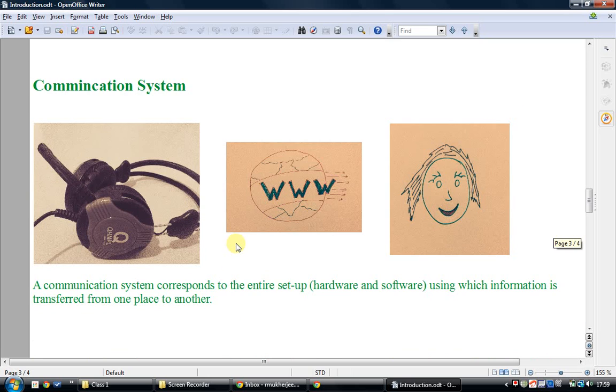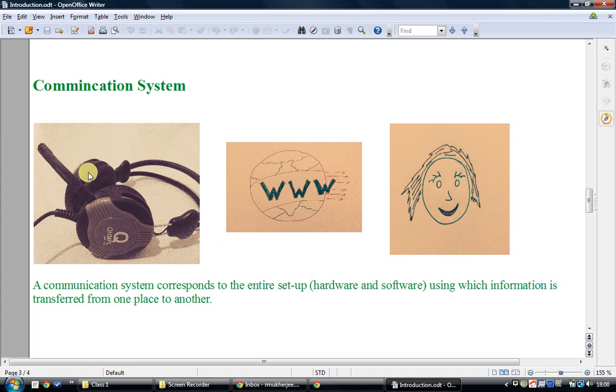So, what is a communication system? It corresponds to the entire setup, hardware and software, using which information is transmitted from one place to another, from one node to another node. The best example is the communication between you and me, which is happening over this World Wide Web.